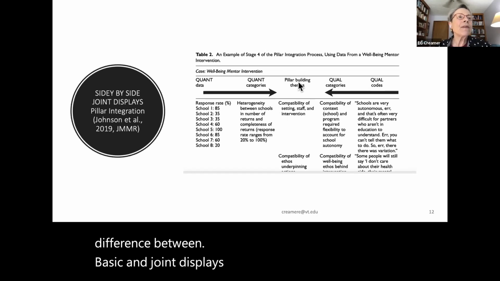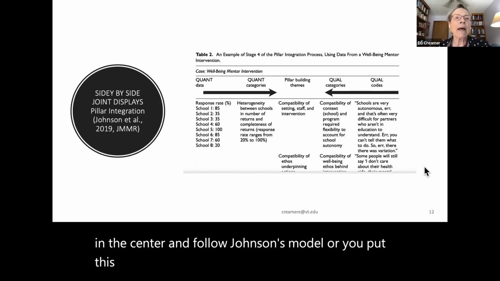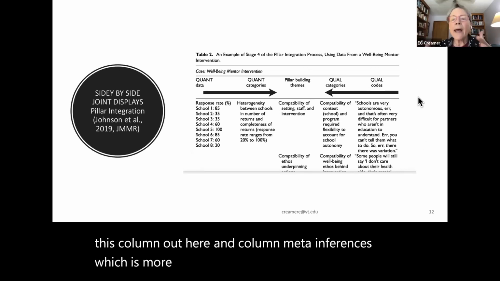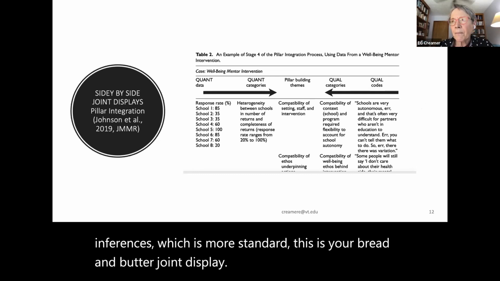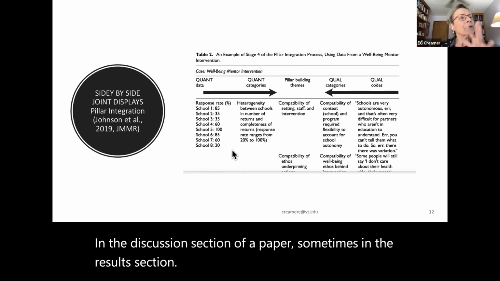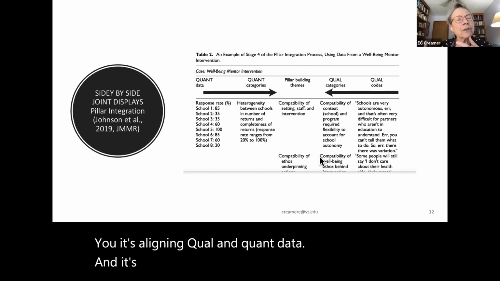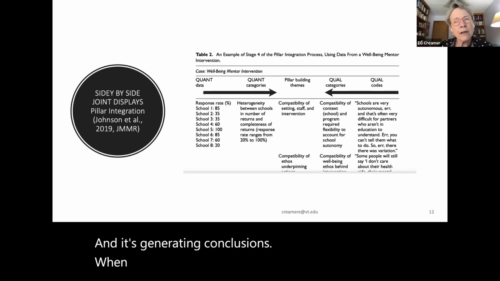So whether you put this column in the center and follow Johnson's model, or you put this column out here and call them meta inferences, which is more standard, this is your bread and butter joint display. It might appear in the discussion section of a paper, sometimes in the results section. You see it's aligning qual and quant data, and it's generating conclusions when you look at them together.